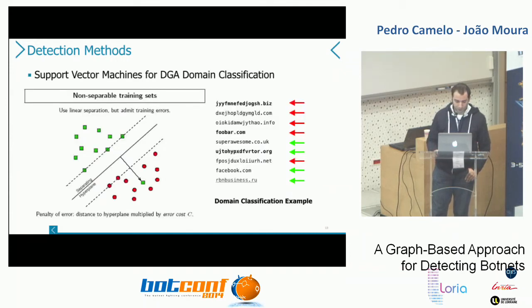And the detection methods, the two that we'll talk about now are the machine learning approach to the problem. The first one is where we try to detect random DGA domain names. In this case, we can see that some of them were just badly classified. It's an error, and we can't avoid that in machine learning, unfortunately. But most of them were detected. Unfortunately, fubar.com too.